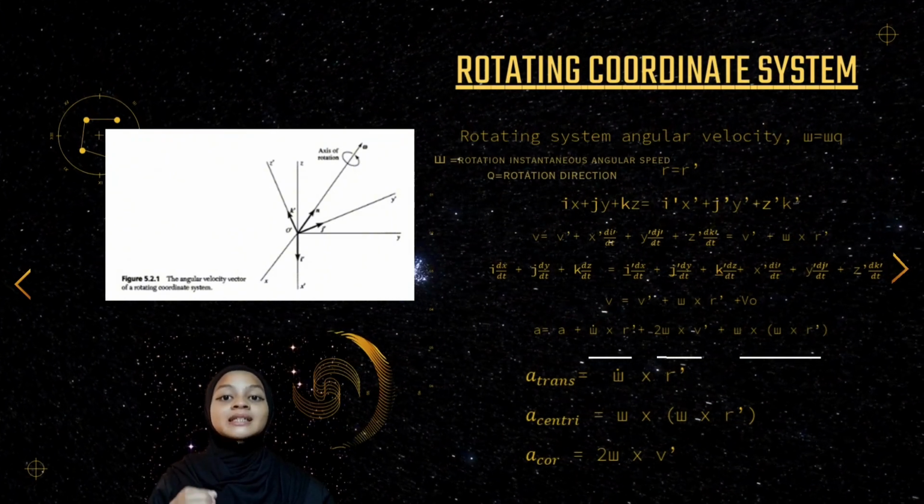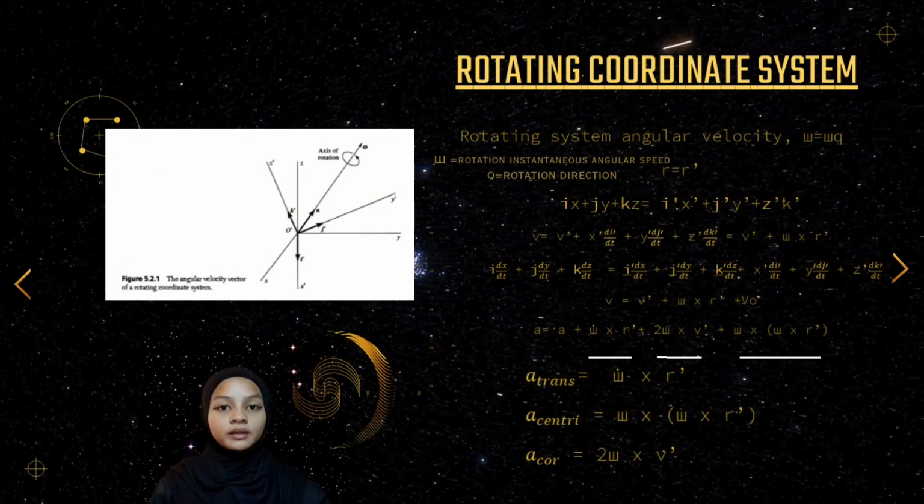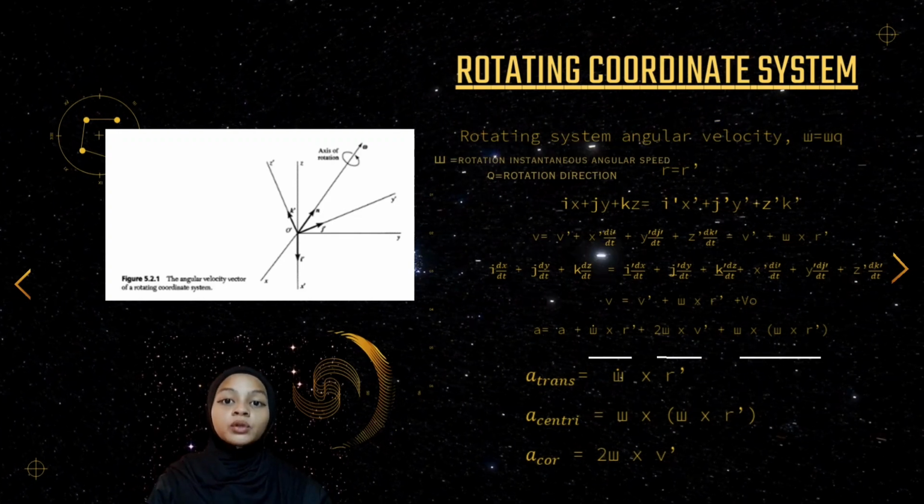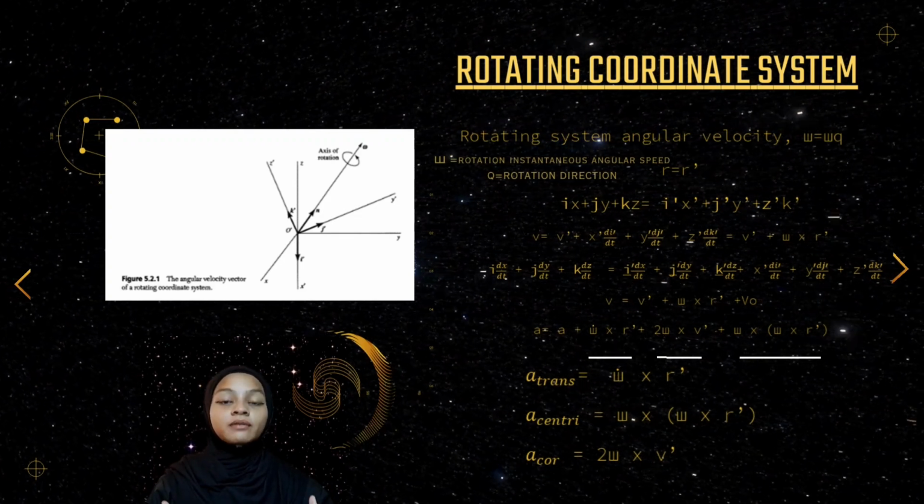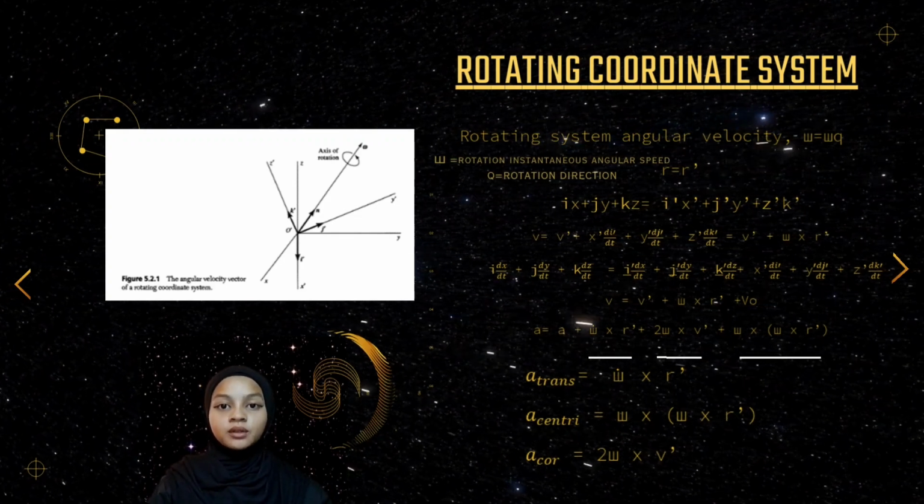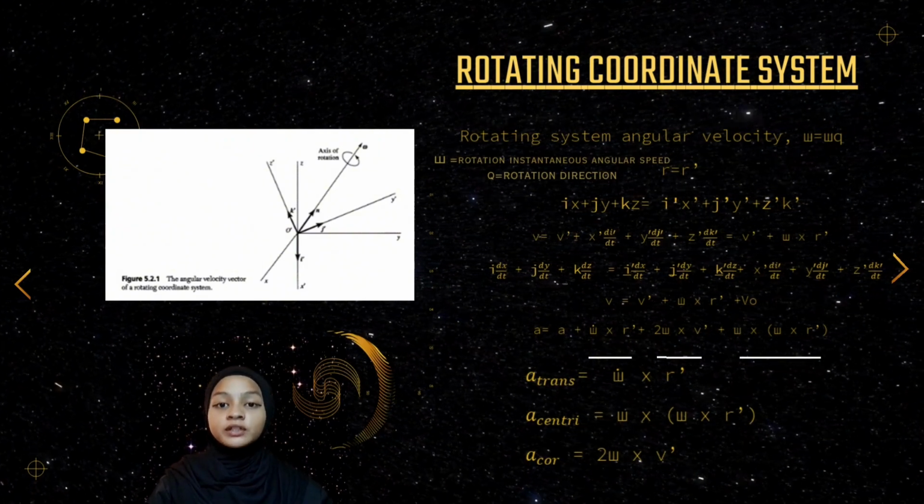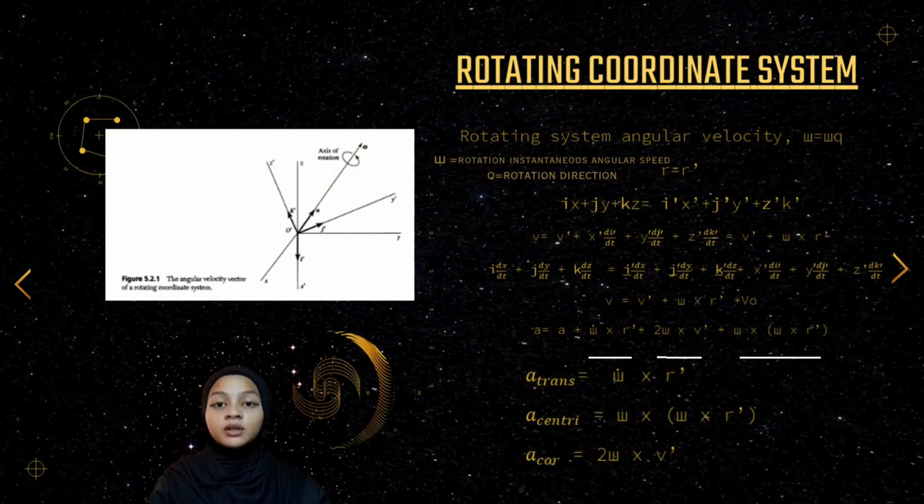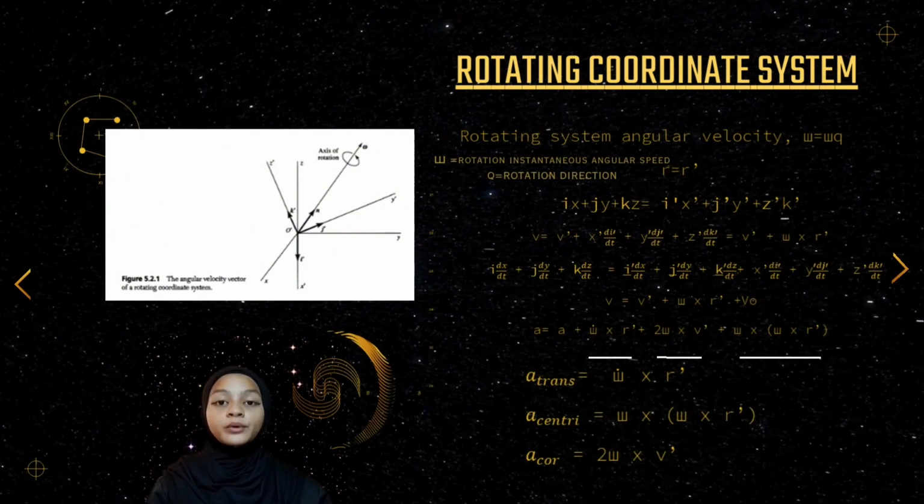where the rotation direction is denoted by q and the rotation instantaneous angular speed is omega. Combining both, we will obtain the rotating system angular velocity omega q. Since both the fixed and moving coordinates have the same origin, we will say r equals r prime.